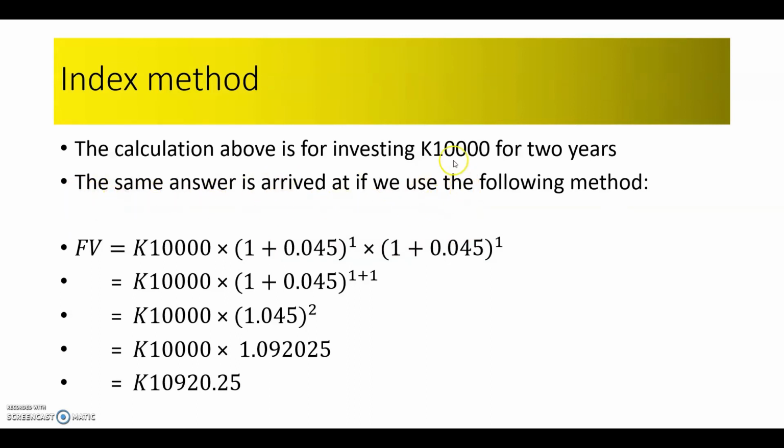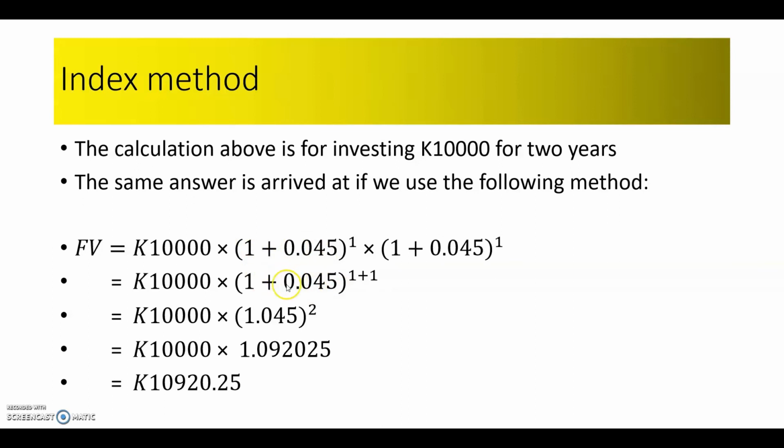So for the example that we had at first, which involved 10,000 kwacha, future value is equal to 10,000 kwacha times (1 plus 0.45) raised to the power 1, times (1 plus 0.45) raised to the power 1. As you can see, the terms in the brackets are recurring. It's more like you're just repeating this first year. Now since we've got two first years, according to the law of indices, when you're multiplying two indices, all you need to do is to add the indices, since the bases are the same.